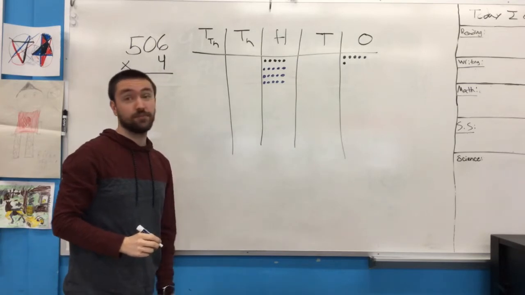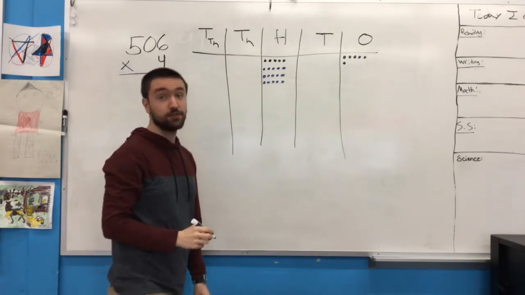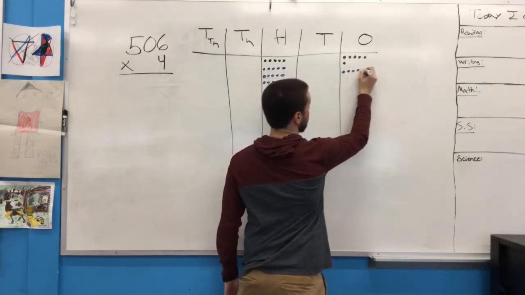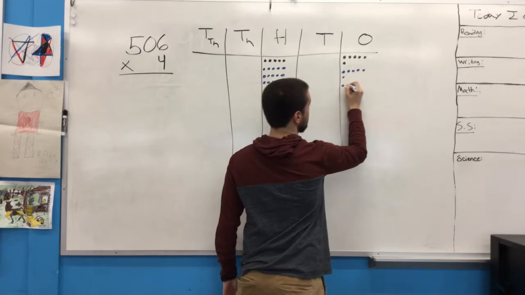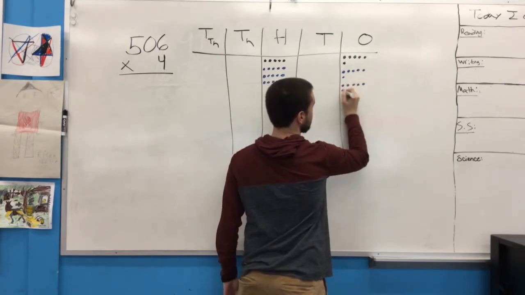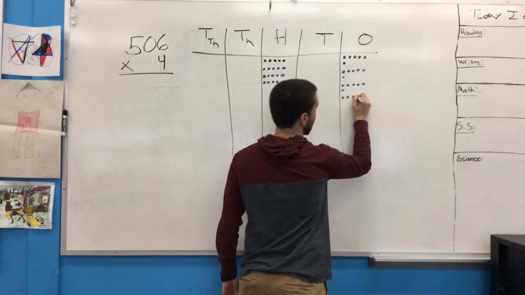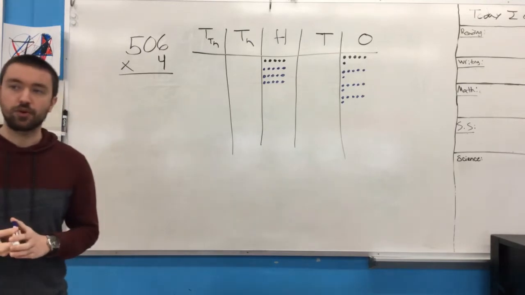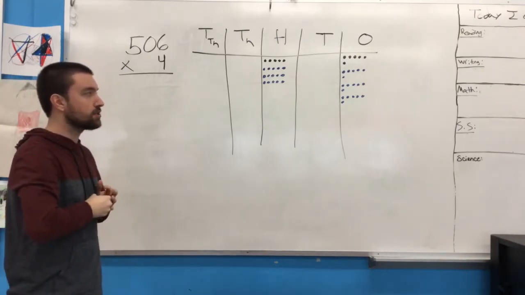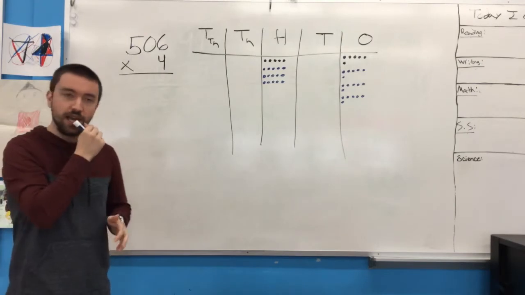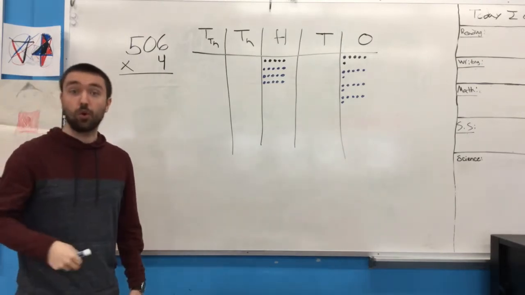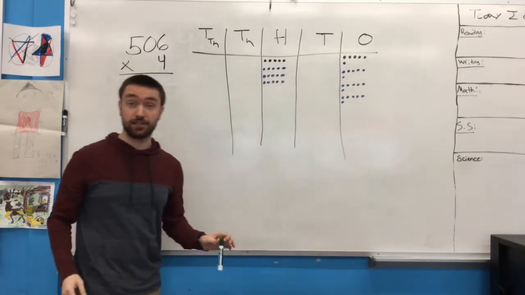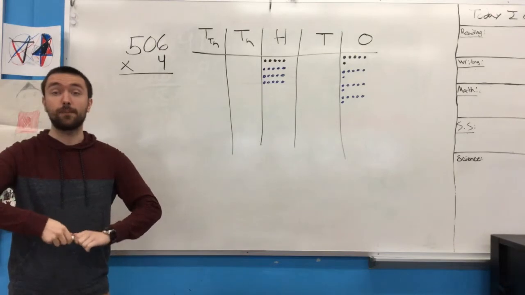I need to do the same for the ones place. I need 4 copies of 6. 1, 2, 3, 4, 5, 6, and so on for each copy. Notice how I kept them separated and I kept them in their own 10 frames. This really helps me make sure I'm drawing the right number of dots, and it helps me keep my work organized. Now, I have more than 10 dots in these place values, which means I need to do some bundling.